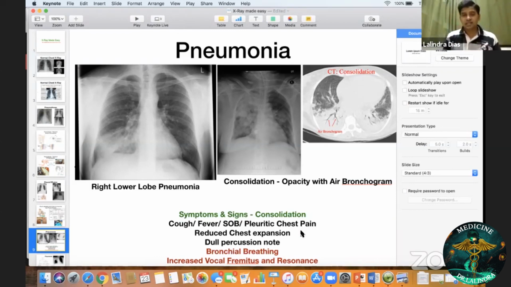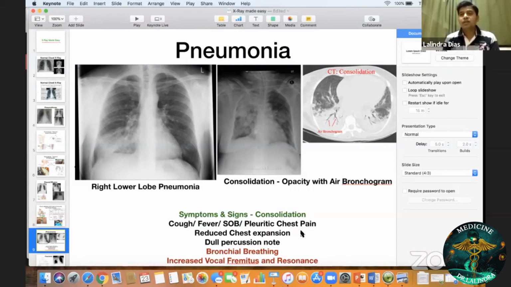Then when you percuss over the area of consolidation or pneumonia, you will get a dull percussion note, right? Dull. Now pleural effusion is stony dull. Here it is only dull, a dull percussion note over the area of a consolidation or pneumonia. What did I say? Dull percussion note. These have been asked in the exam, the single best answer paper. So you get a dull percussion note when it comes to percussion.